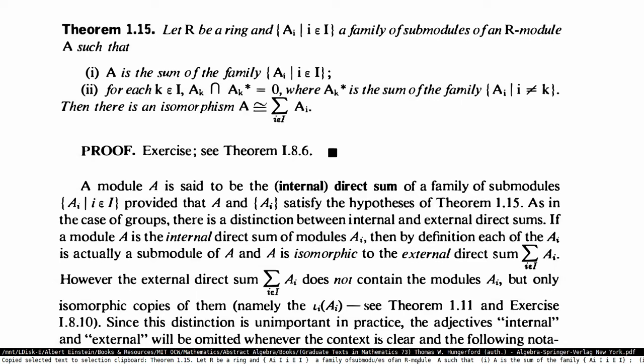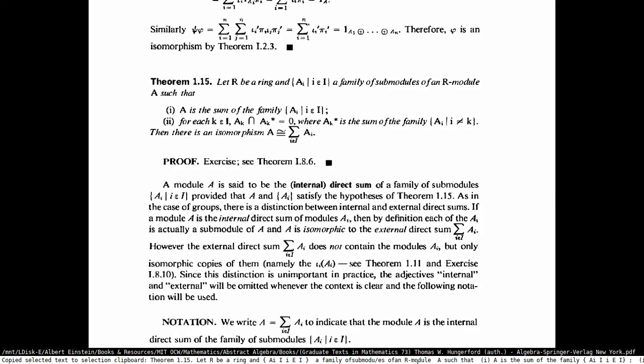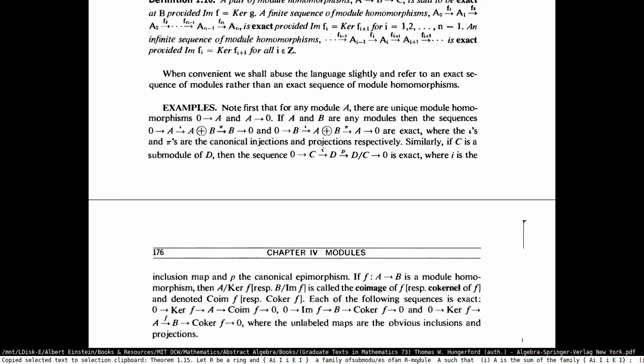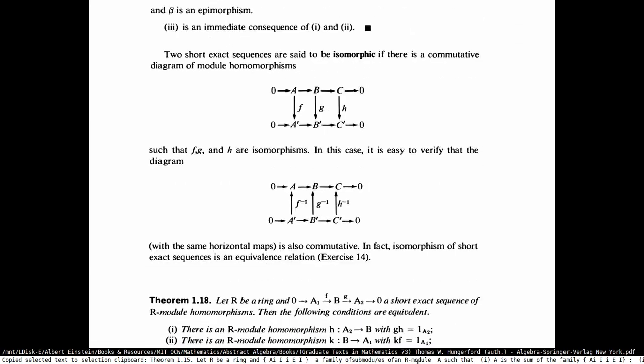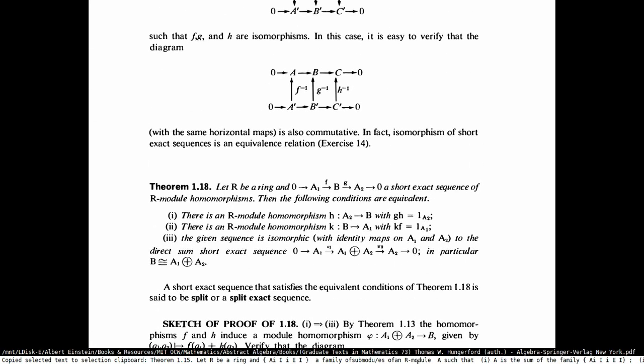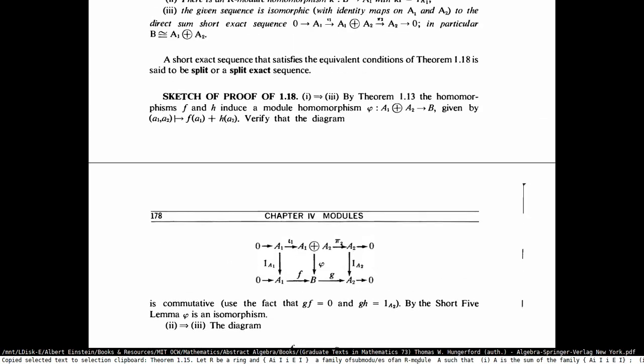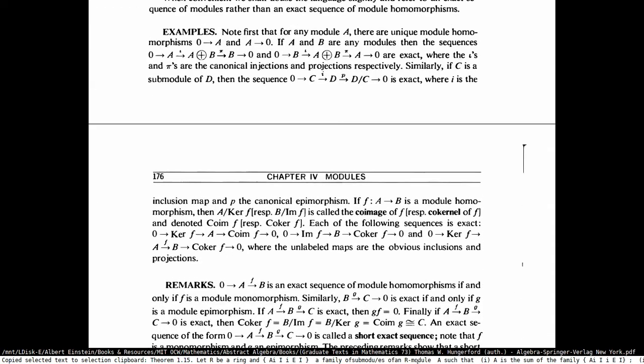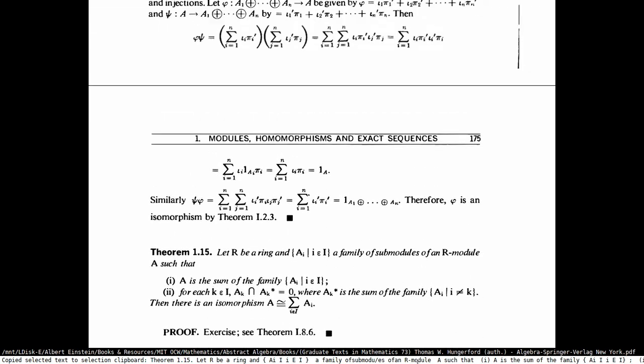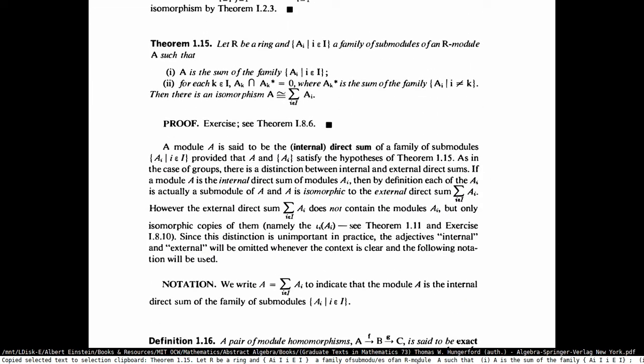Mm-hmm. Ooh, 12:30, it's half past the hour. Oh, yeah. Damn, we have still not reached the exact sequences. The short five lemma. That's the last thing, I guess. Okay, let's see how far we can go with this. Give me a minute.